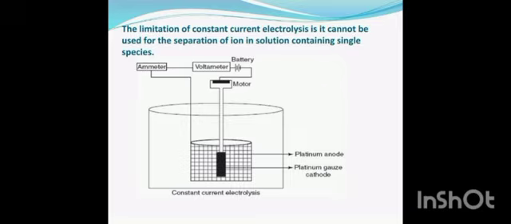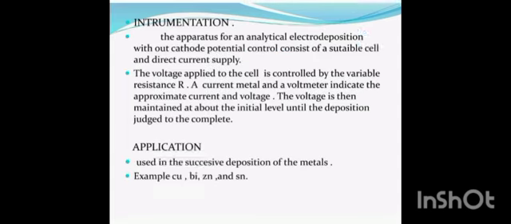The limitation of constant current electrolysis is that it cannot be used for the separation of ions in a solution containing a single species. Here is the diagram of constant current electrolysis, and this is the diagram representation. The constant current electrolysis setup is connected by an ammeter, voltmeter, battery and motor. These are the platinum anode. Instrumentation.